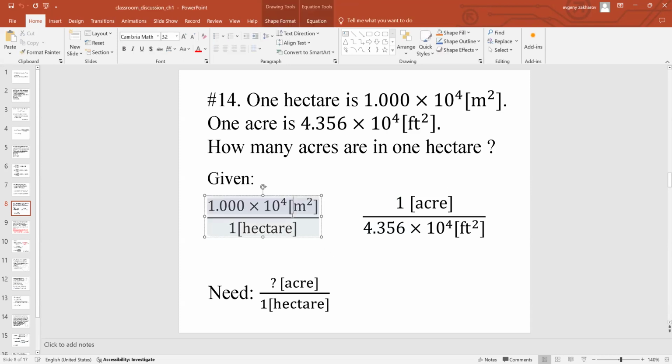So what do we have? From given, we already have acres on top. We got hectares at the bottom. So essentially, we can just multiply those two things straight across, but we have to get rid of meters squared and feet squared. So once you find the connection between meters squared and feet squared, you throw it in here. You cancel meters squared with feet squared, and you'll be left with what you need. That's the strategy.